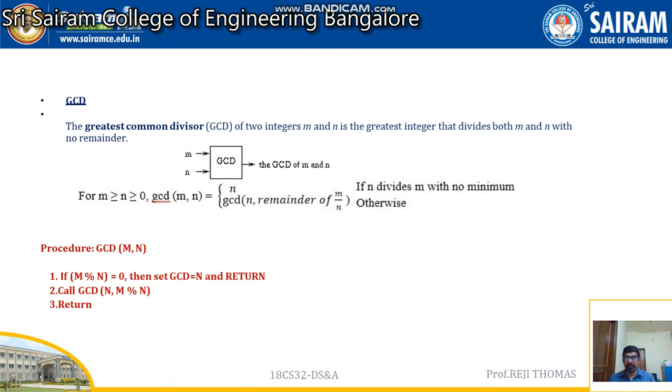Look at the function called GCD, which takes two numbers m comma n. You can give any number for this.